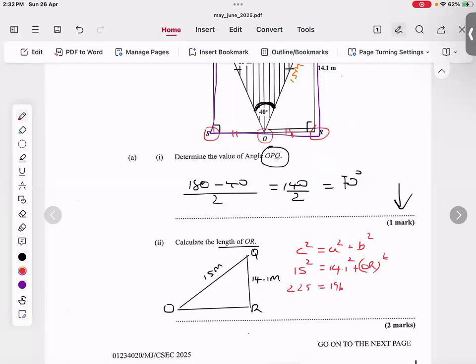198.81. 198.81 plus OR squared. All right, and then we're just going to carry this over here. So we're going to get 225 minus 198.81. That will give us OR squared. All right, subtract those two now.